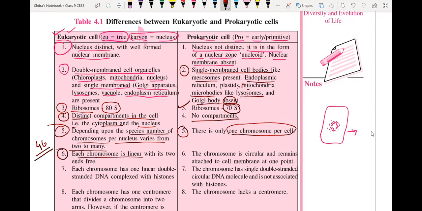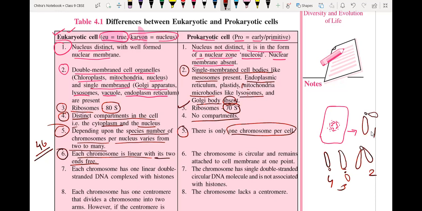Now, sixth difference. Each chromosome is linear with its two ends free. Nuclear chromosomes are of four types. One is called telocentric, present like this. One is called acrocentric, present like this. Then we have metacentric, which looks like this. And we have submetacentric, where one branch is long and the other is short, like this. So first, second, third, and fourth. These different types of chromosomes are present in eukaryotic cells.